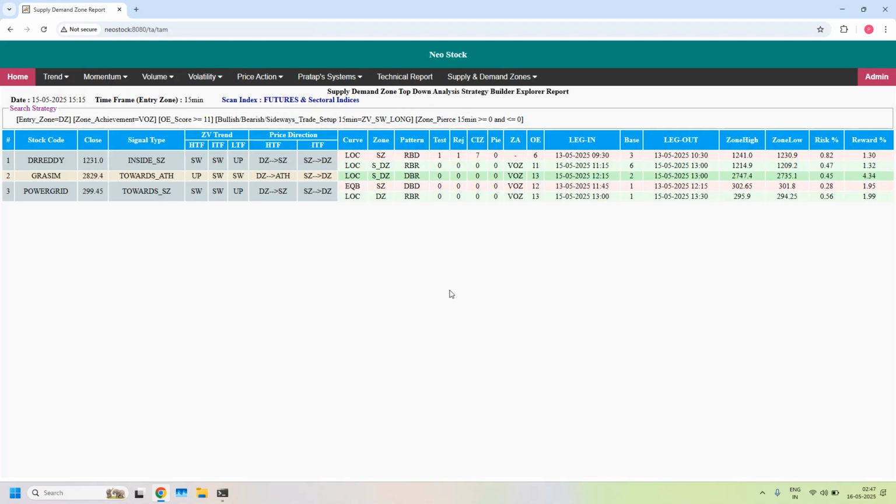So we got 3 stocks for sideways long trade setup for daily income trade. Entry time frame zones are 15 minutes demand zones. All these are 15 minutes demand zones. Next, sideways short trade setup.